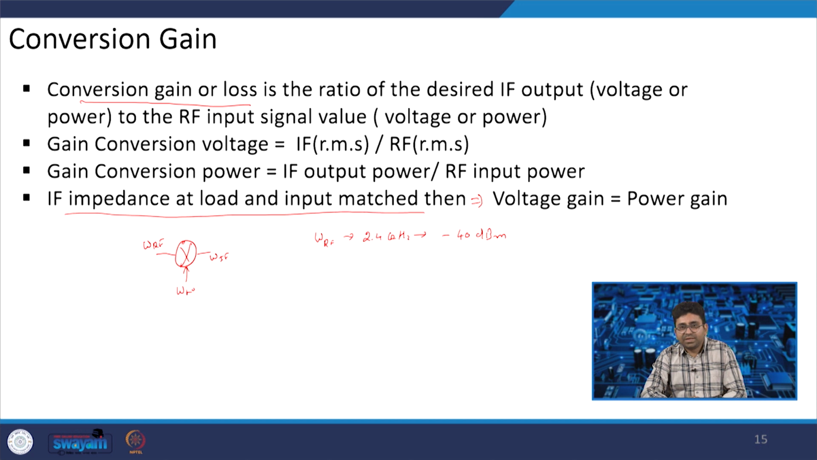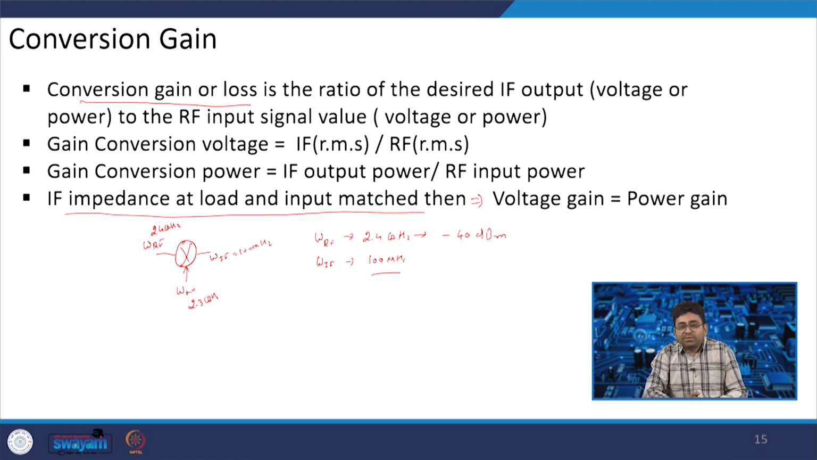At omega RF equal to 2.4 gigahertz, you have minus 40 dBm as the input power, and your omega IF is 100 megahertz, because if you make omega LO 2.3 gigahertz and omega RF is 2.4 gigahertz, then omega IF is 100 megahertz. In an amplifier we see the same 2.4 gigahertz at the output, but here your output has a different frequency, that is 100 megahertz.